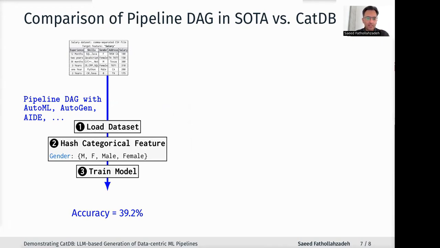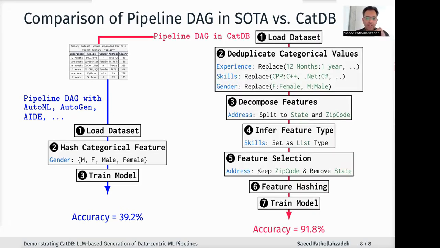So the baseline systems follow three steps: loading the dataset, hashing categorical features, where only the gender feature is identified as categorical, and the model building. As you can see, the majority of the pre-processing steps are missed because the dataset contains semantically duplicated data and unclear feature types. On the other hand, we have 7 steps assembled by CatDB instructions.